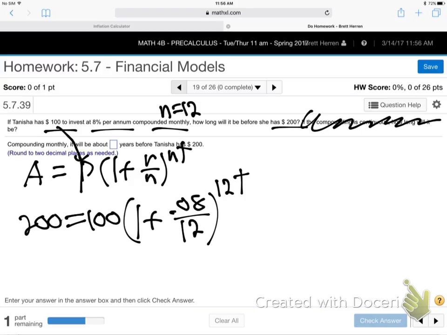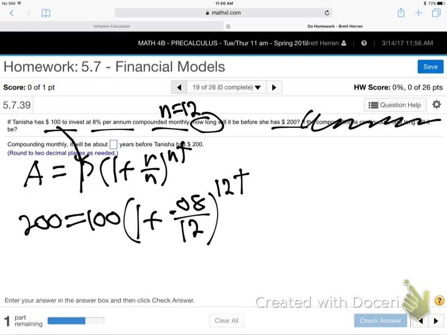Because notice what it says: how long, right? Always look for the question, like the who, what, when, where, why, how, those kind of question words. How long? So time. They want me to find time. How long before this happens? So there's our equation. Is that good to there so far?